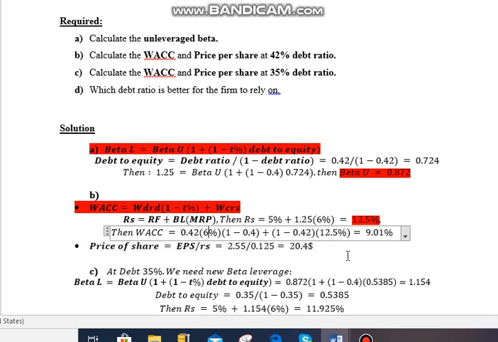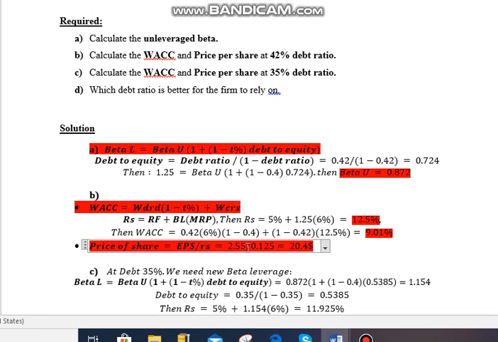And in order to calculate the price per share, based on the formula, the price per share equals the earnings per share over the cost of equity, RS. So it's simply equal to 2.55, which is the given earnings per share at the debt ratio of 42%, over the calculated cost of equity, which is 12.5%, or 0.125. So the price per share at this level will equal $20.4.